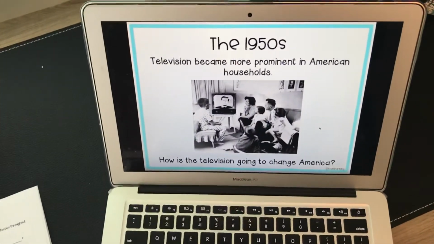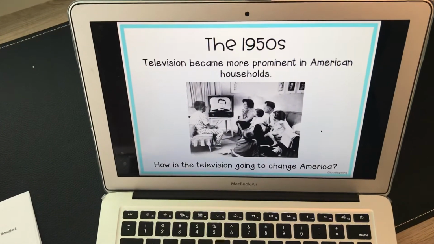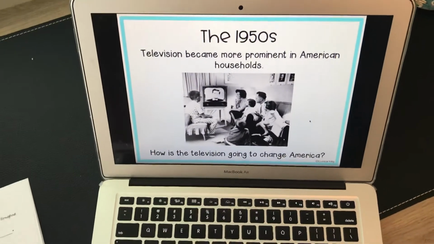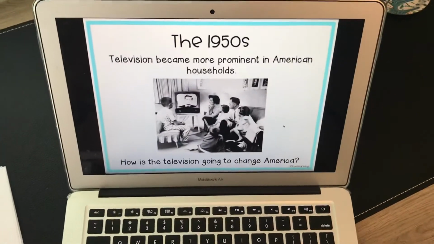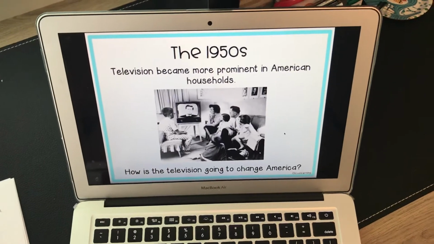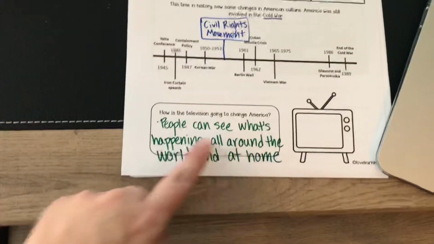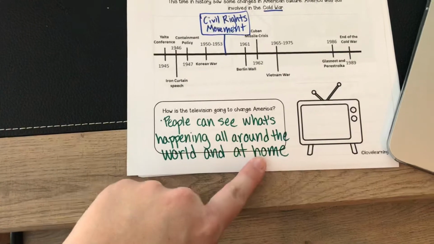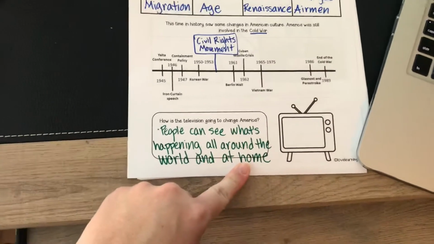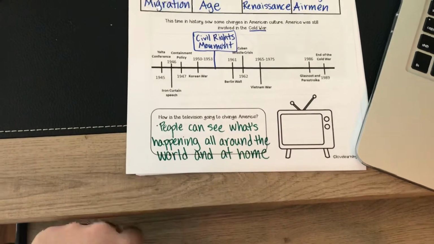So television became more prominent in American households, and we asked a question here: how is the television going to change America? And we had a good discussion about this. This even goes back to our discussion about the Vietnam War and how that was basically the first televised conflict that we've had, right into our living rooms here. People can see what's happening all around the world and at home. And that began to change people's idea of what was right and what was wrong according to the government.